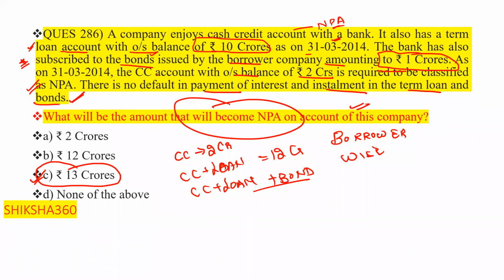If the bond is also issued by the company, and the CC limit is NPA and the term loan is also NPA, then along with that the bond is also to be considered as NPA. These bonds also come under that. So the correct answer is option C, that is 13 crore.